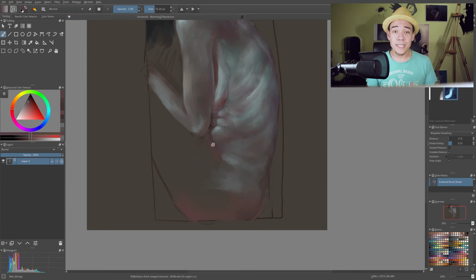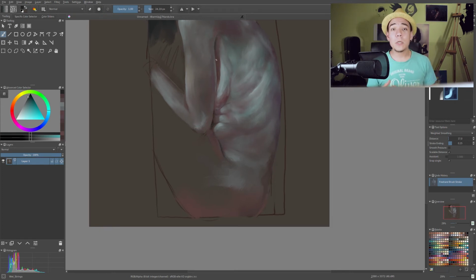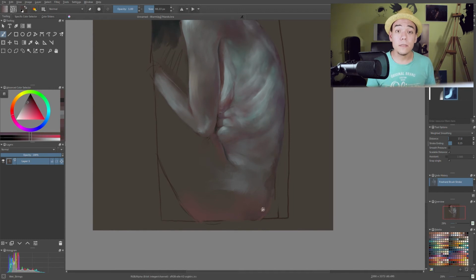So pay attention to this and try to actually isolate these colors and find them in real objects in the real world. And that could help you get better at coloring as well.